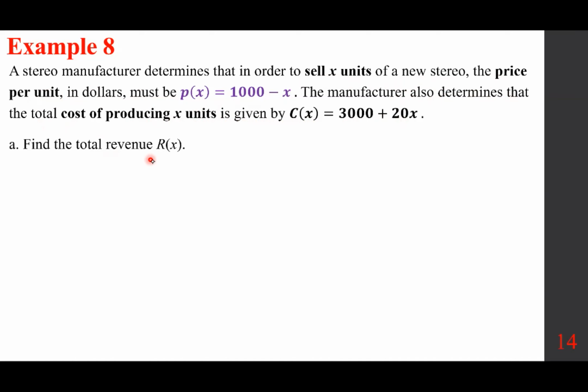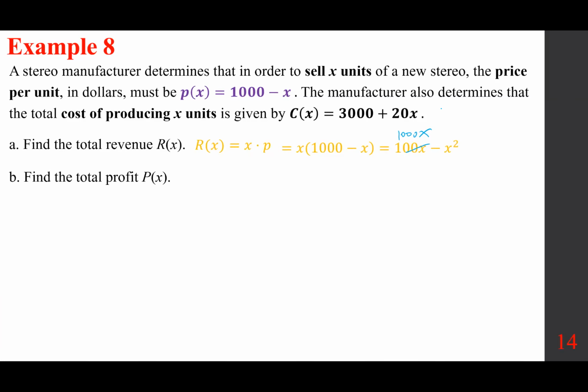Revenue by definition is the number of units times the price. Number of units is X. The price, lowercase p, we are going to replace it with 1,000 minus X. Their product is 1,000X minus X squared. We want to find the profit.